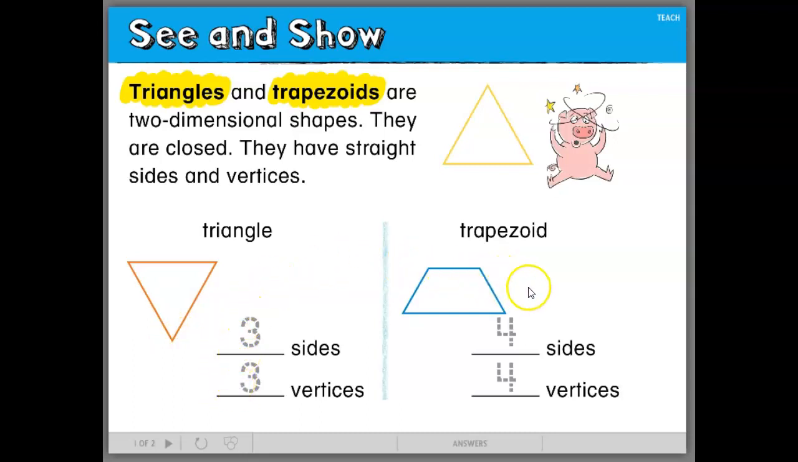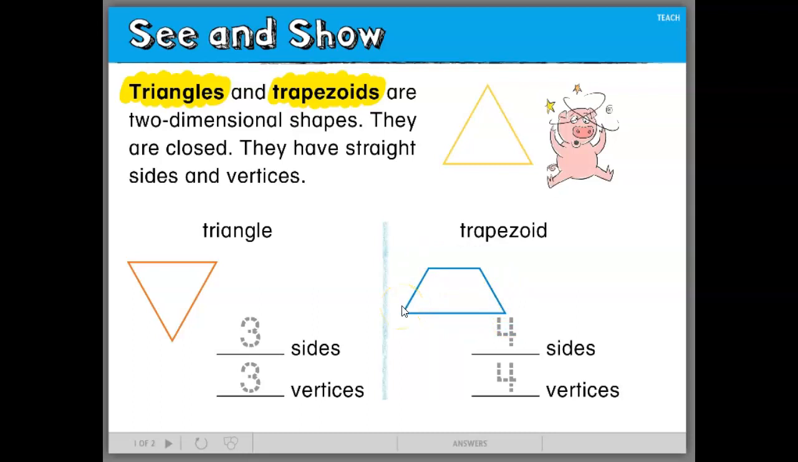This blue shape over here is a trapezoid. And they're telling us trapezoids have 4 sides and 4 vertices, so let's count them. So 1, 2, 3, 4 sides. And then there's 1, 2, 3, 4 vertices.